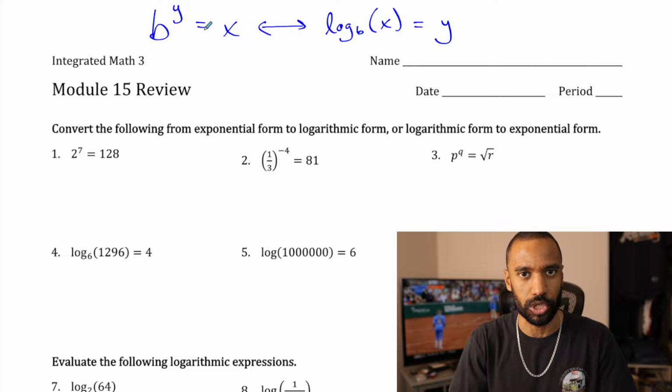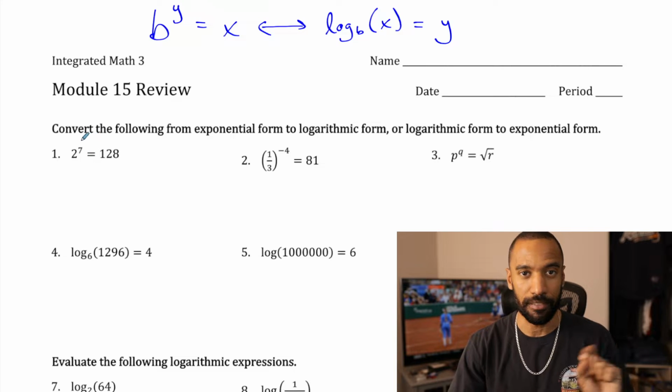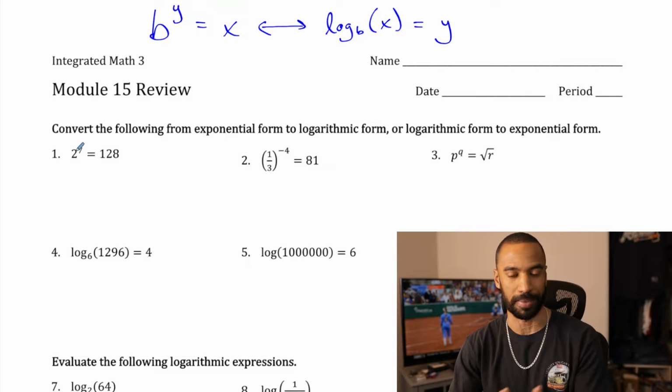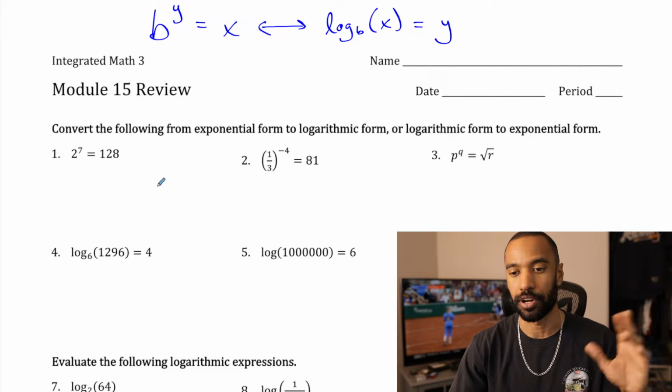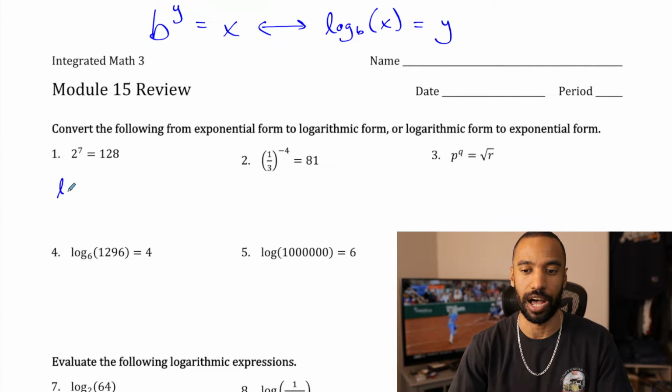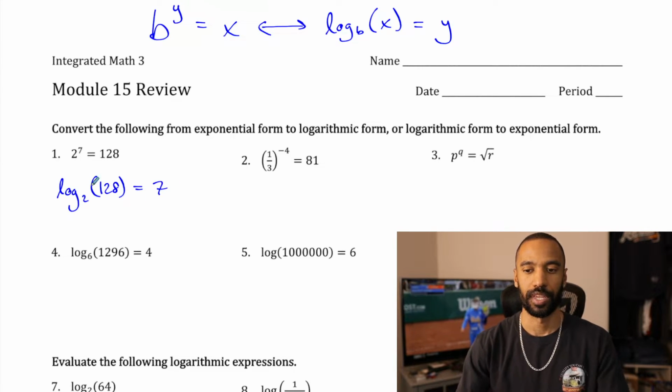So let's just jump straight into it right now. And yes, we are going to be writing log each time, or in some cases, natural log. Now, we're not solving anything here. Everything that's going to be stated is just a true statement. 2 to the 7th power is 128. That's just fact. Now, there's a logarithmic version of this: log base 2 of 128 equals 7.